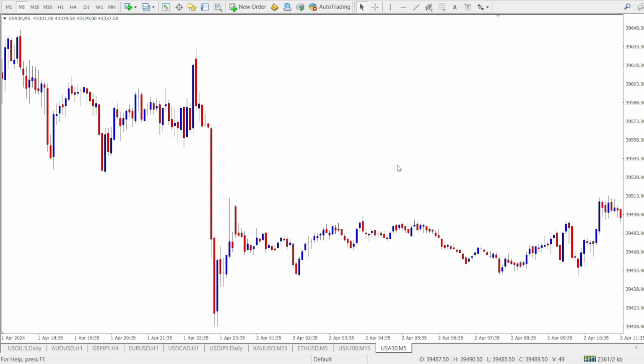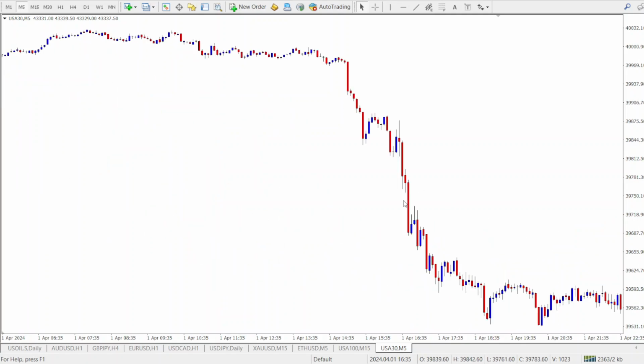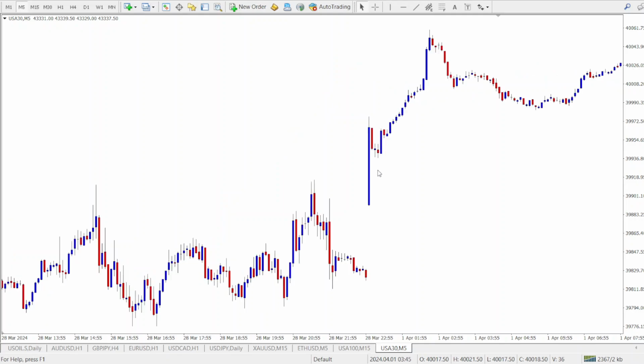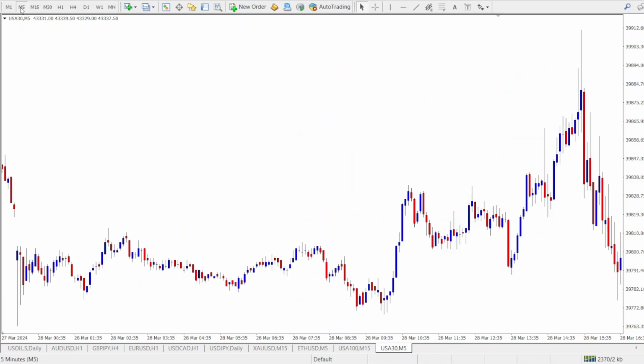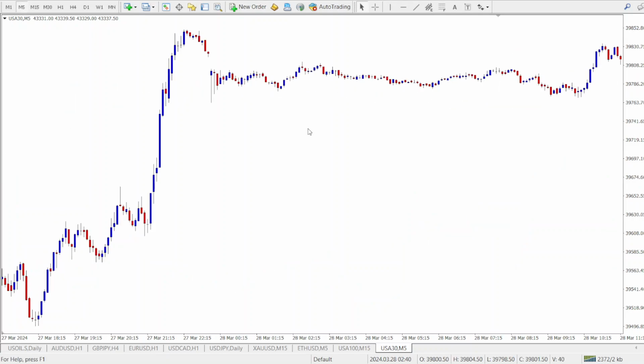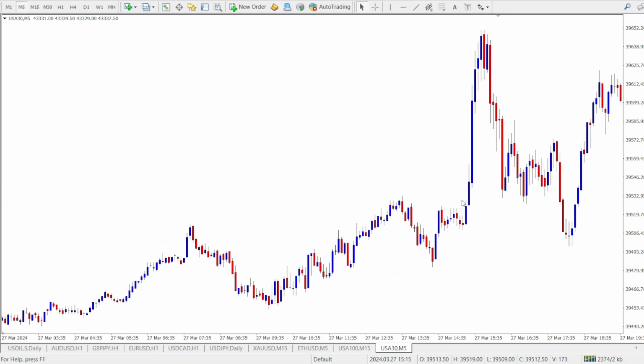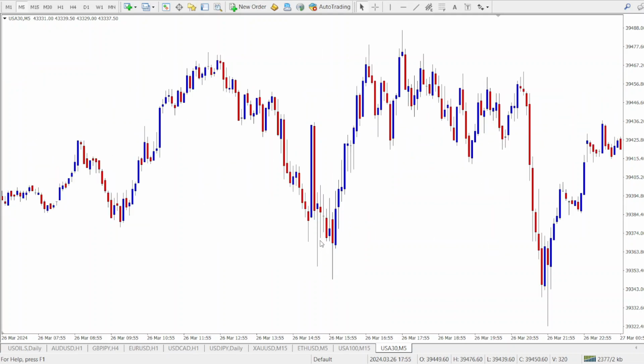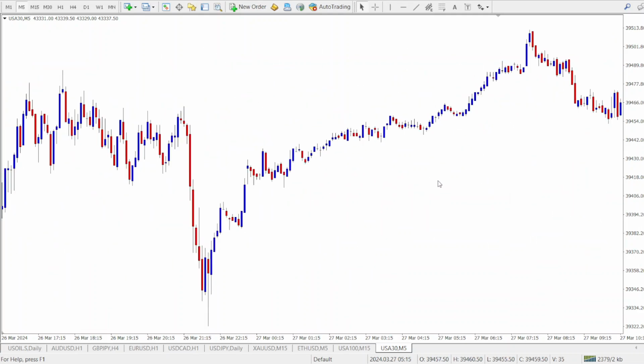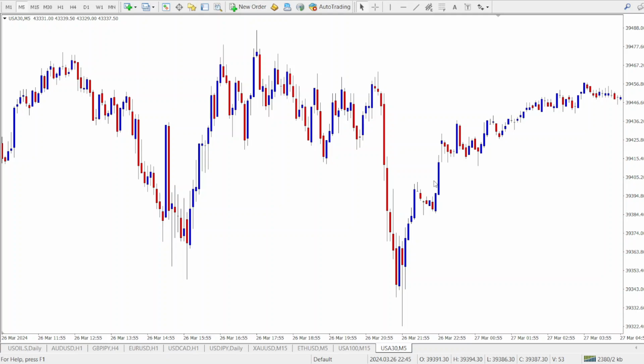You can see something like this, and this is the 5 minute time frame. As you can see here, you can see another spike, and another spike. So as a scalper, you're going to enjoy scalping on the Dow Jones, so long as you know what you are doing.